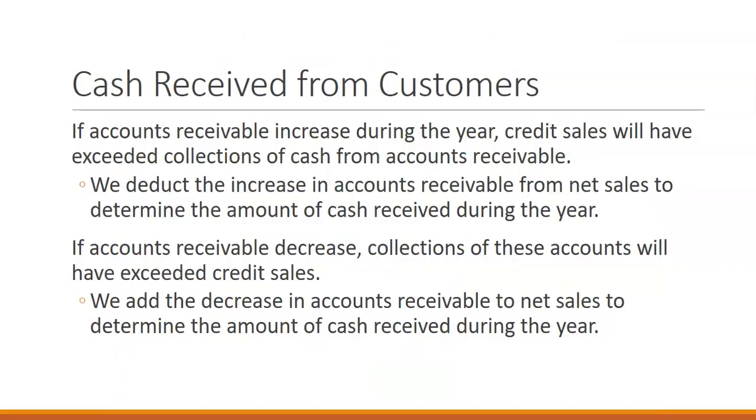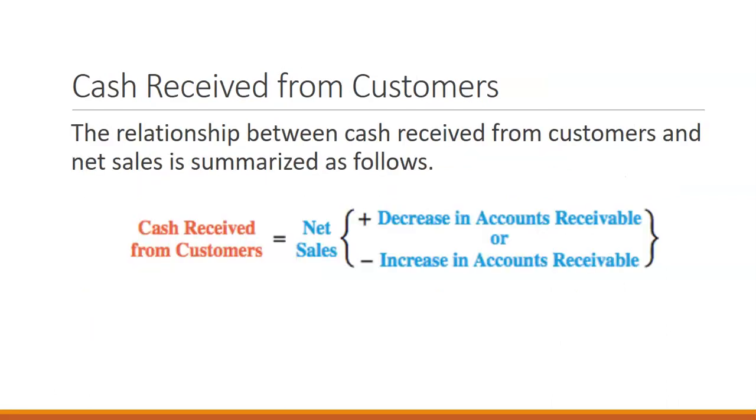Our cash received from customers is the cash that we receive during the year. If accounts receivable increases during the year, then credit sales exceeded collections of cash. And if accounts receivable decreases, then cash collections exceeded credit sales. And there's a summary of how we do this. When we're trying to determine what our cash received from customers is, we would take our net sales plus or minus accounts receivable changes.